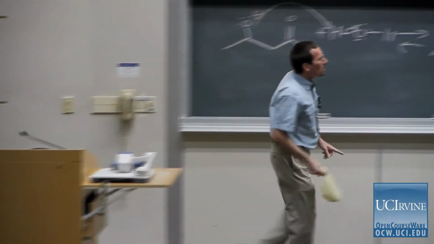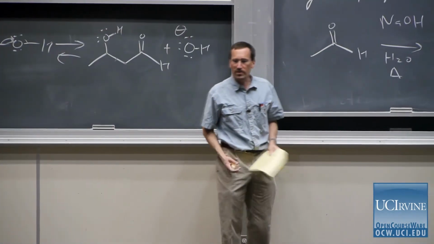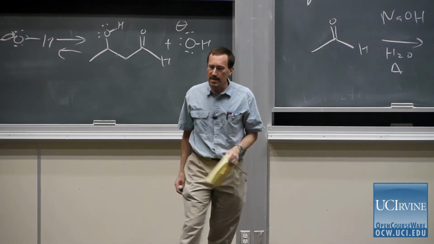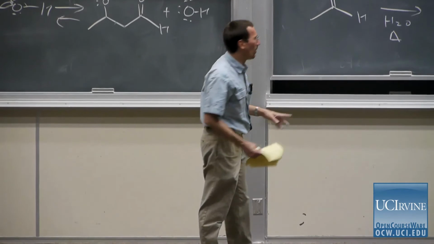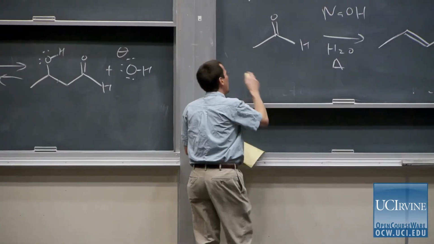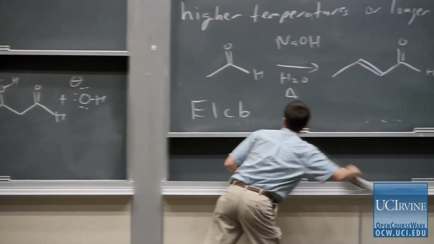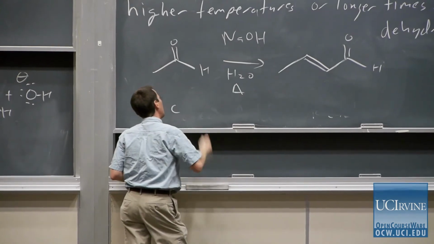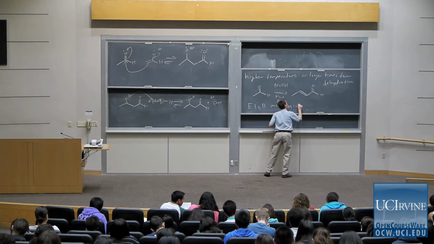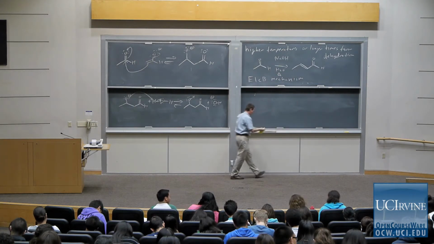All right, so what's occurring here? Everything that's occurred before is occurring, but now we're getting another reaction in addition occurring as a result of the higher temperature or longer reaction times. And this is what we call an E1cB mechanism. It stands for elimination unimolecular conjugate base. And let me just show you what I'm talking about here.